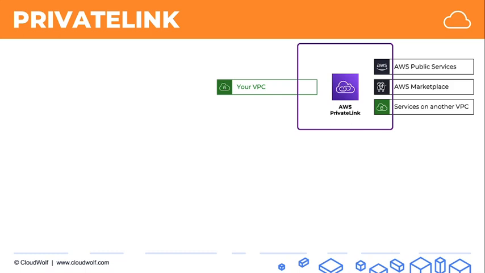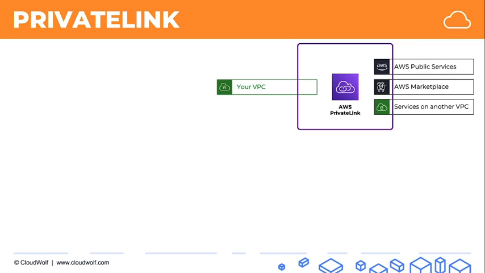AWS PrivateLink is a highly available, scalable technology that enables you to privately connect your VPC to services outside your VPC as if they were in your VPC. The important thing here is that traffic between your VPC and the other services does not leave the AWS network. So whenever you see on the exam technology for privately connecting to other services, think AWS PrivateLink.